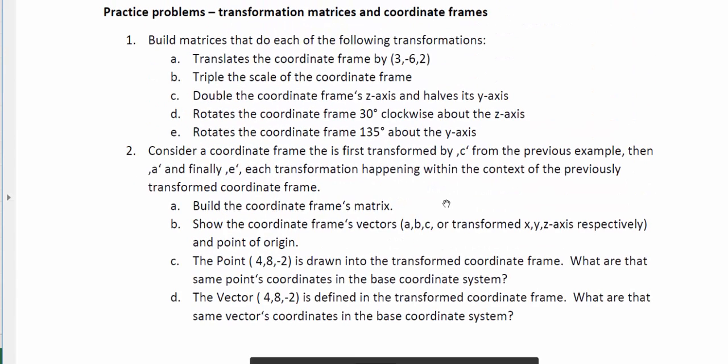So that's it for setting up transformation matrices and coordinate frames, setting them up as matrix multiplications, the combined transformations, and then transforming our points and vectors using the matrix built from the coordinate frame that we're trying to set up in our three-dimensional space.